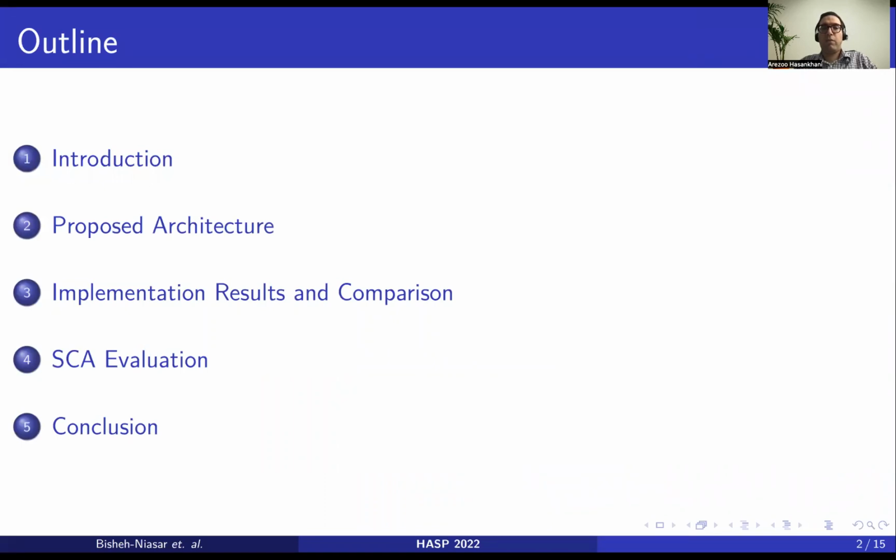In this presentation, we will have a brief introduction of Curve448 and the motivation of our work. Then we will discuss our proposed architecture for implementation of the Curve448 on Cortex-M4. Then we will review our implementation results and comparison with the previous work. Then we will evaluate our protected design against side channel analysis attacks. At the end, we will have a conclusion.